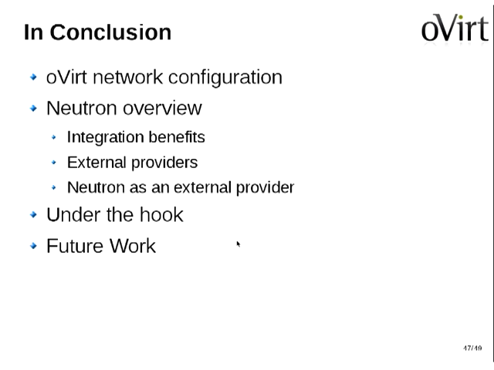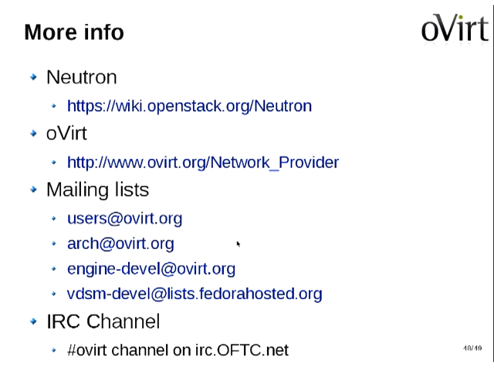So let's conclude what we talked about. We've seen how we can configure good old-fashioned oVirt networking. We've seen what Neutron is and how it's integrated into the system. We went over the OVS hook, OVS integration, OVS agent, and also quickly over Linux Bridge. And we talked a bit about the future work plan.